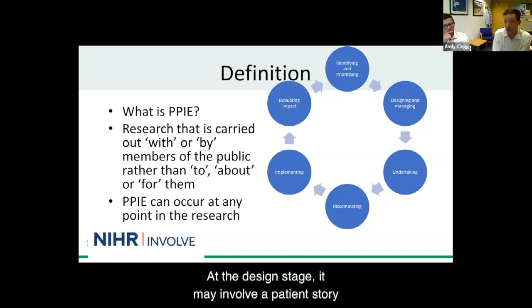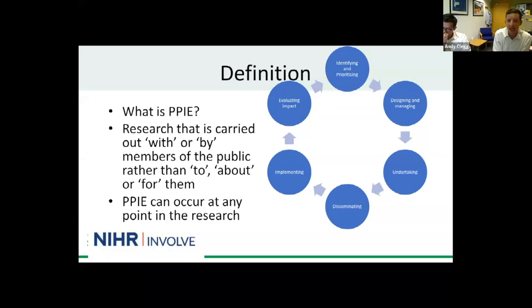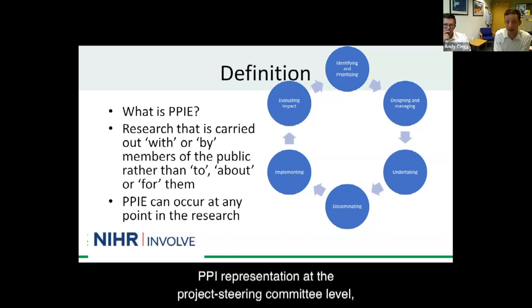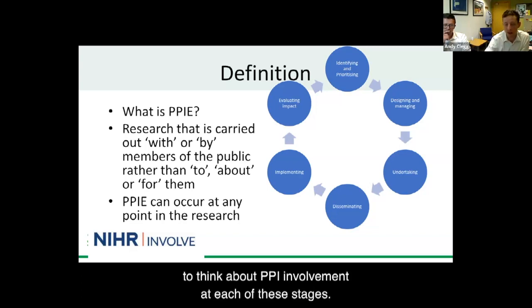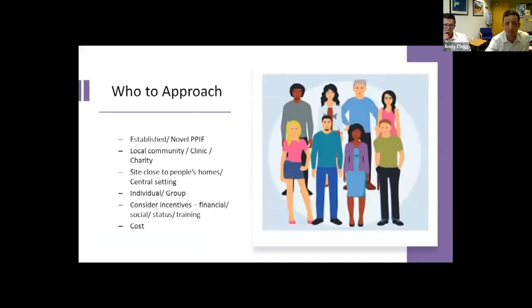At the design stage, it may involve a patient story as the background, and at its least involve patient representatives in the development of the plain English summary. But it may also involve co-development of any resource or communication aids that are developed from the research. And then in the undertaking of research, PPI representation at the project steering committee level, with involvement of those same communities in the dissemination of findings. So it's useful, I think, to think about PPI involvement at each of these stages.